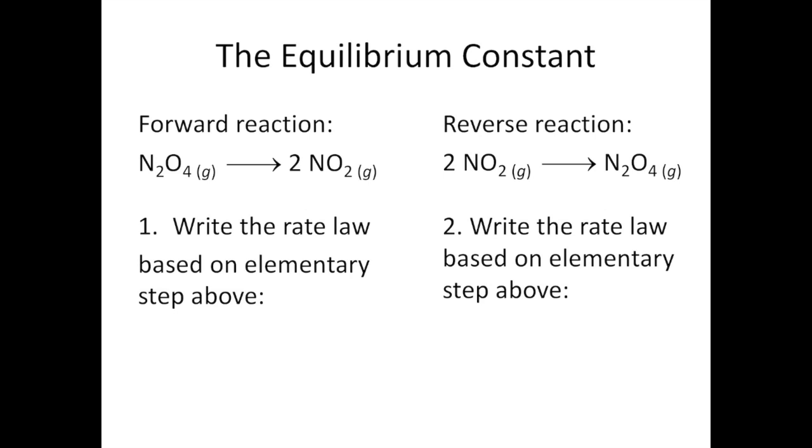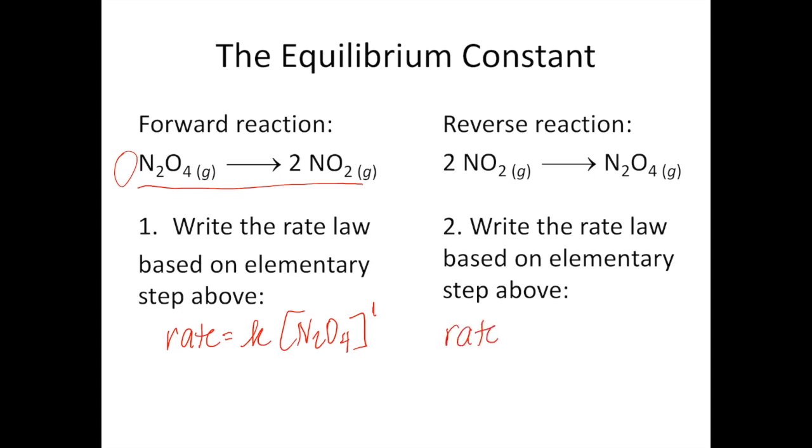Okay. So we actually just did this, but we're going to say this is an elementary step, right? And there's just one of them. Since it's an elementary step, I can use the stoichiometry as my order. I'm just going to put a 1 there, even though we don't need it. So then for the reverse, again, elementary step. Okay, so this is reverse, and this is forward.